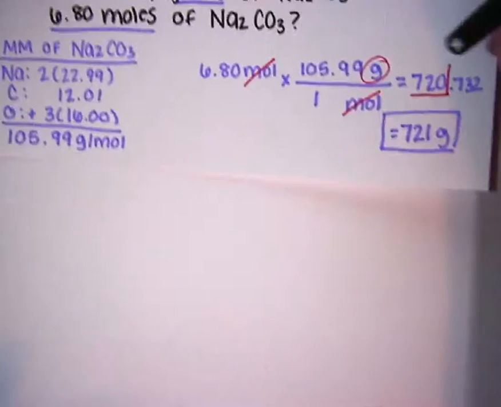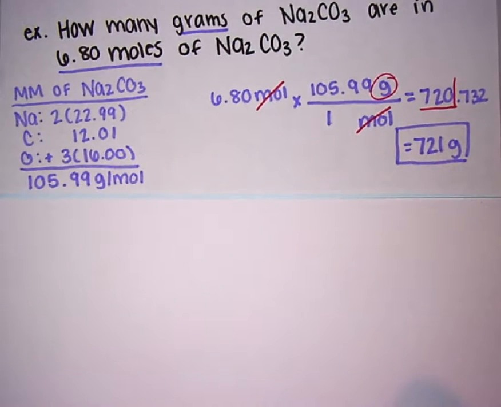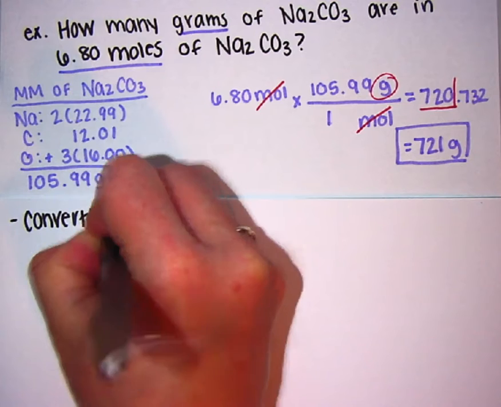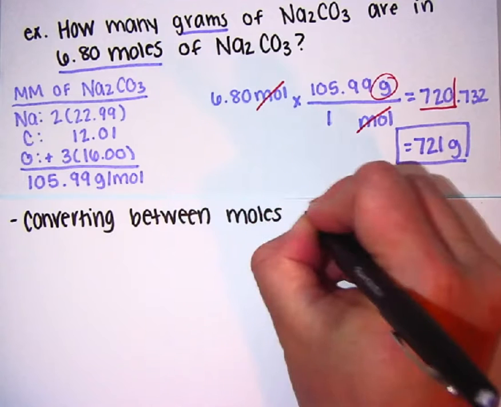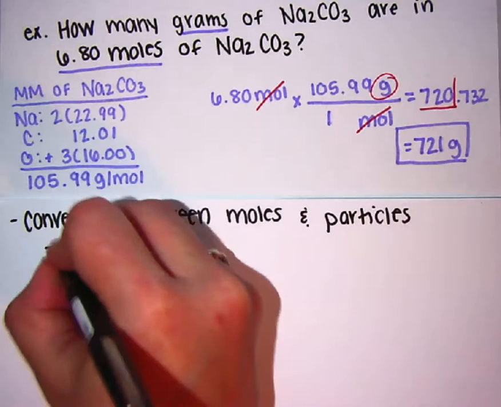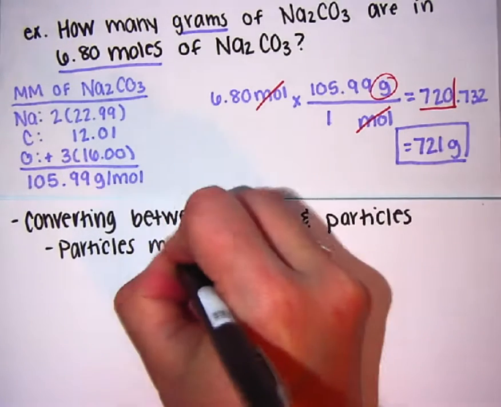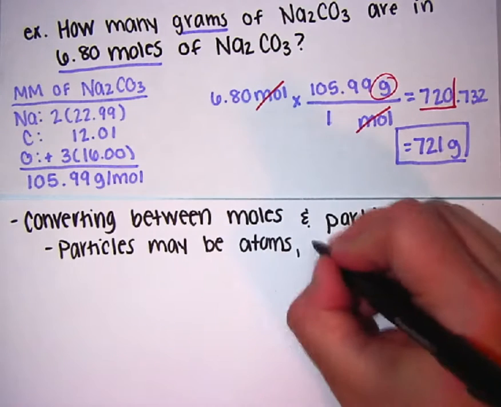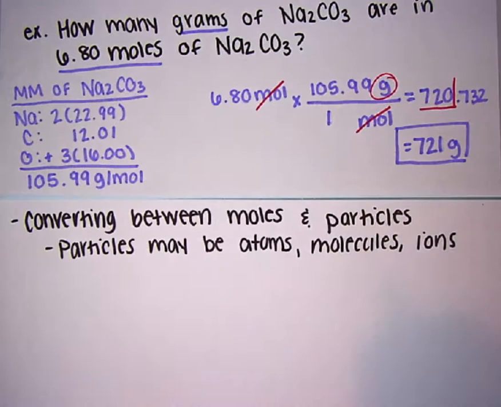Next, we're going to continue doing some one-step problems, but for these problems, we're not going to use molar mass. We're going to use a new conversion factor. So now let's talk about converting between moles and particles. Particles can be anything. Usually what we're going to see, like atoms, molecules, ions. How many water molecules are in 3 moles?